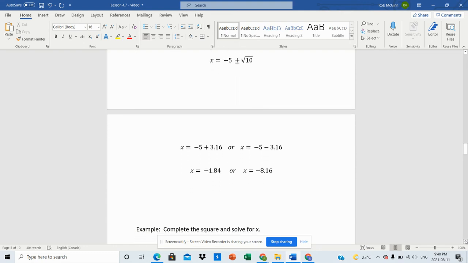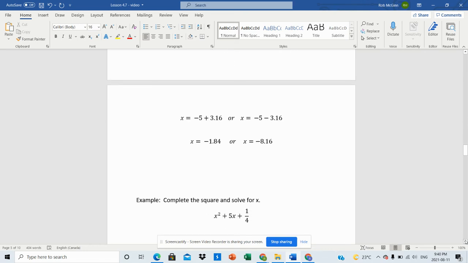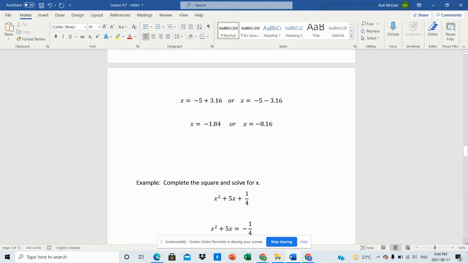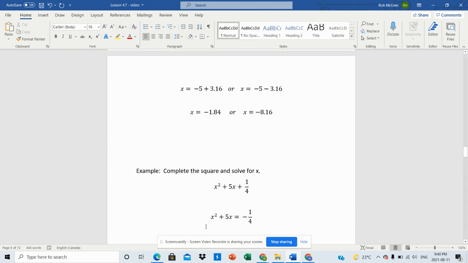We're going to go through, we're going to complete another square and solve for x. This time we've got x squared plus 5x plus 1/4. All right, so we're going to follow the same steps. We're going to move that 1/4 to the right-hand side of the equation. When we do that, it's going to be negative. So we'll have x squared plus 5x equals minus 1/4.